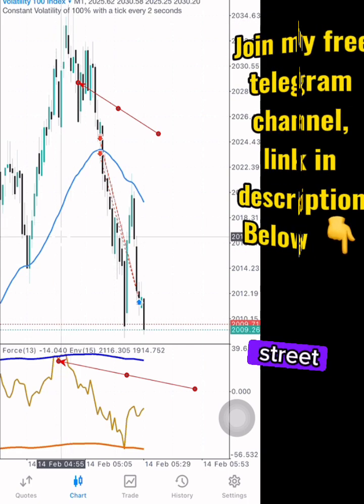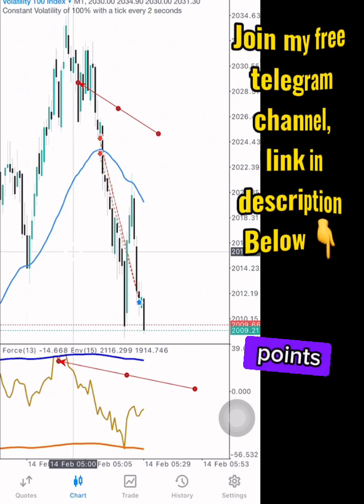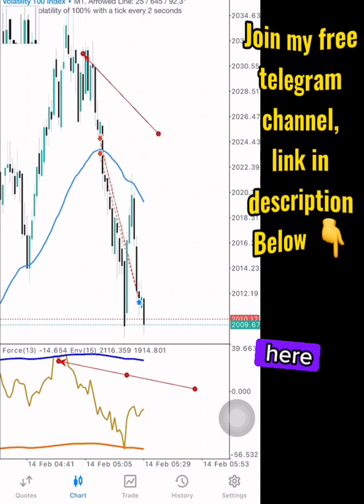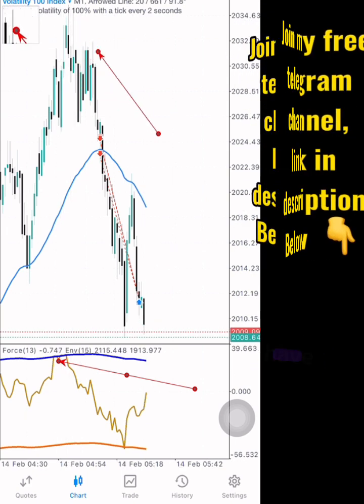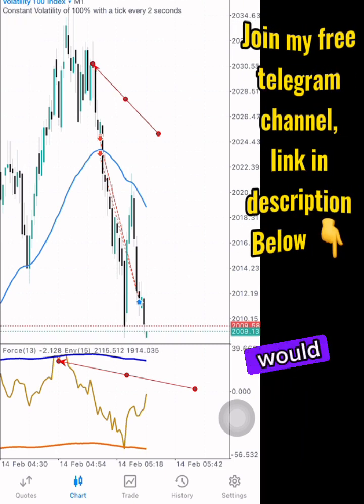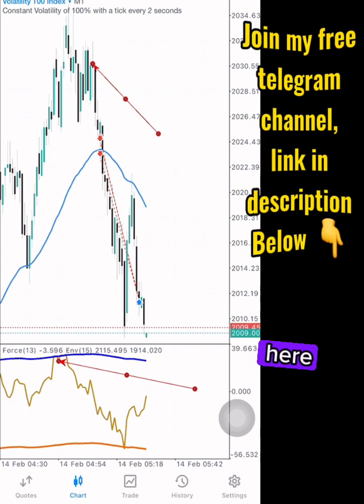I could have taken this trade, entered this trade at about this point. Look at it here. I could have entered about this point, somewhere here. That's where I would have entered this trade if I used M1. Okay? And I would have exited somewhere here.